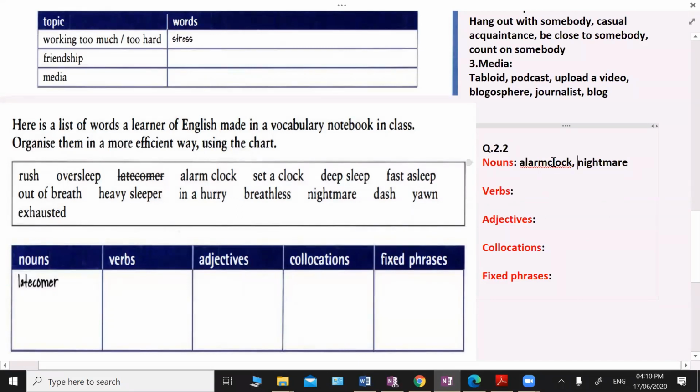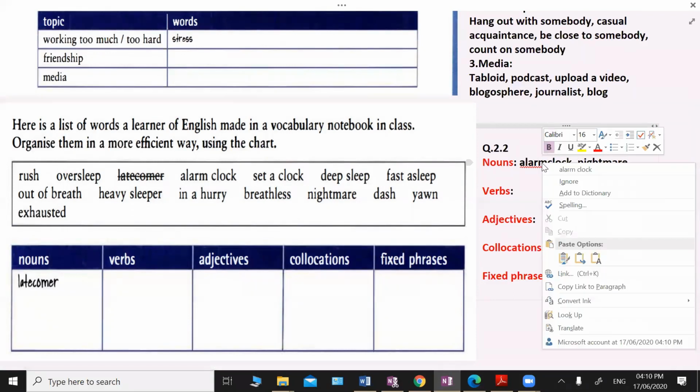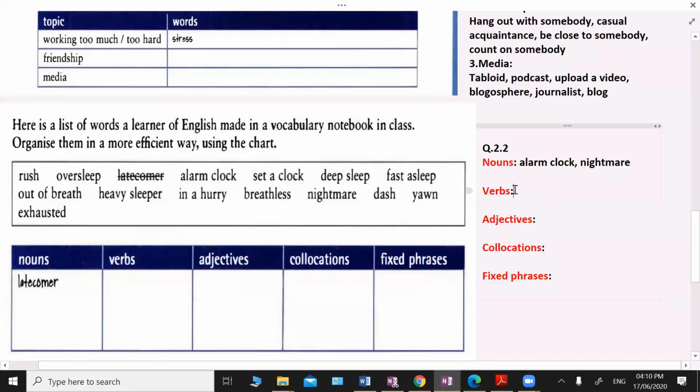Rush. Yes, that's right. Rush is right. The next word is yawn. What is the next one? Where is it in the list? Yes, second last word. Sorry, actually I didn't write them in sequence. Yawn. Okay, yes, yawn can be. And another word?